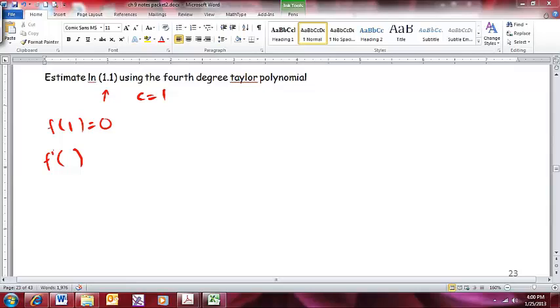F prime. Now we want to think of this as natural log of x. So f prime of 1 would be 1 over x. That would be f prime of x. So f prime of 1 would be 1 over 1, or 1. Alright, let's see f double prime of 1.